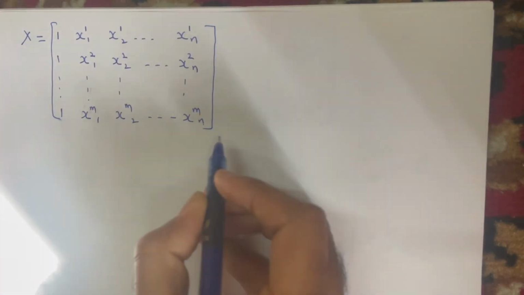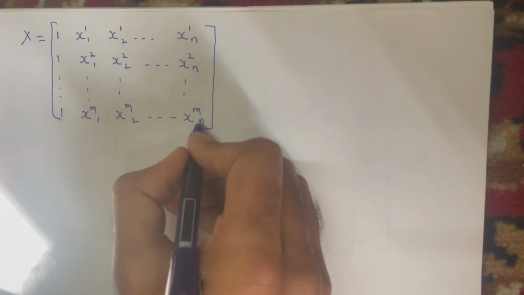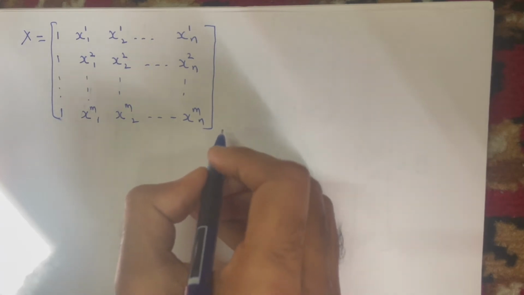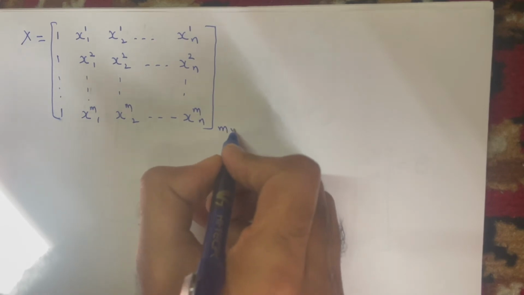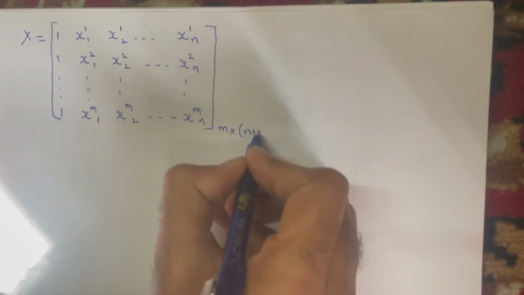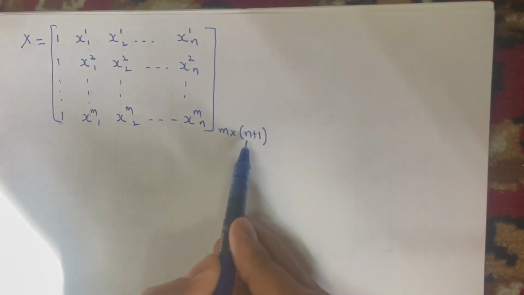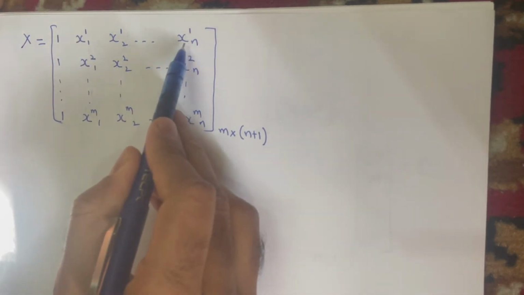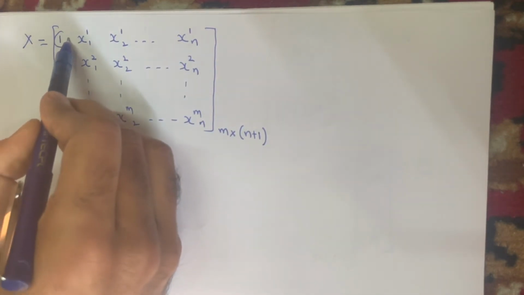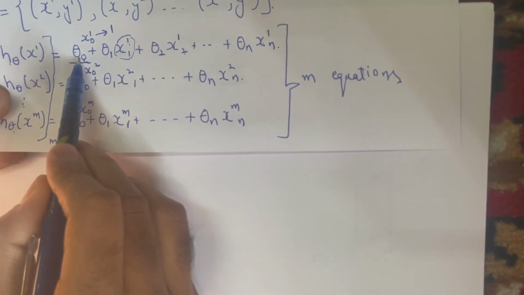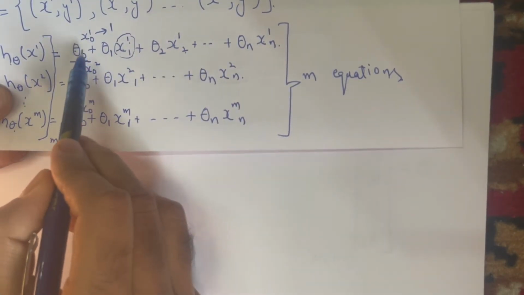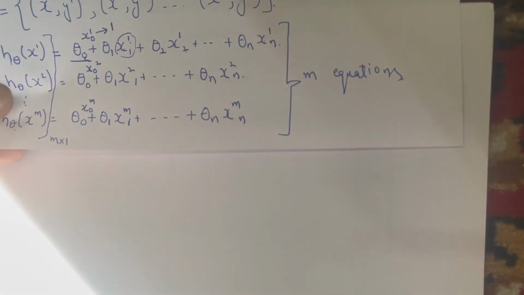Okay, so what will be this particular matrix? What will be the size of this particular matrix? It will be, so there are m rows and n plus 1 columns. So why n plus 1? So n were these and we have added this extra one. And why have we added this extra one? To make this equation uniform. With theta 0 we are adding this particular one.